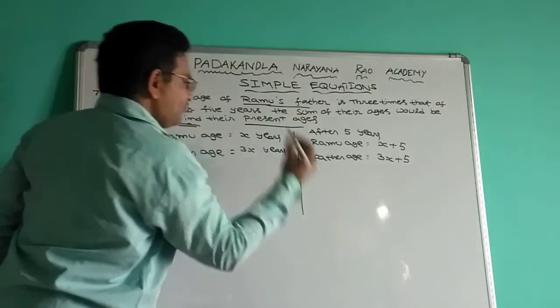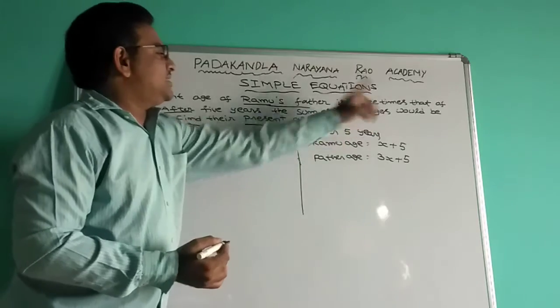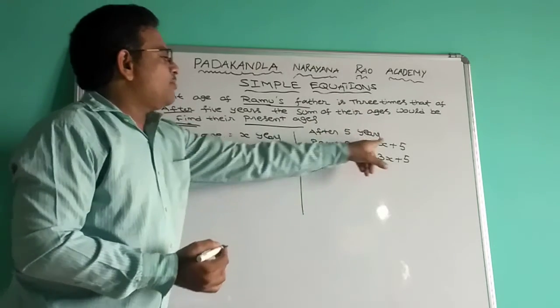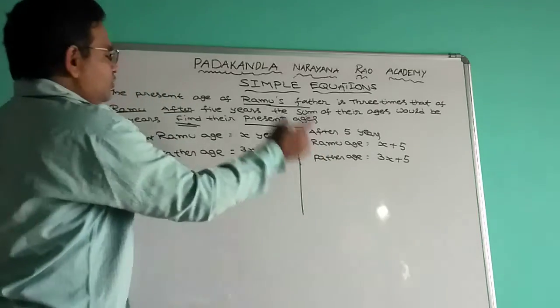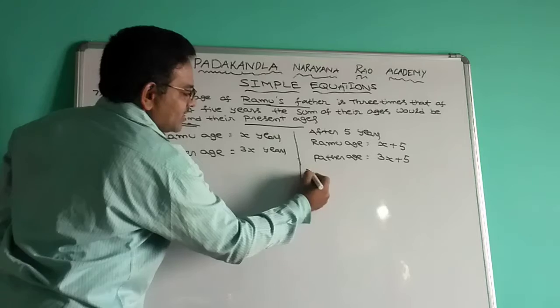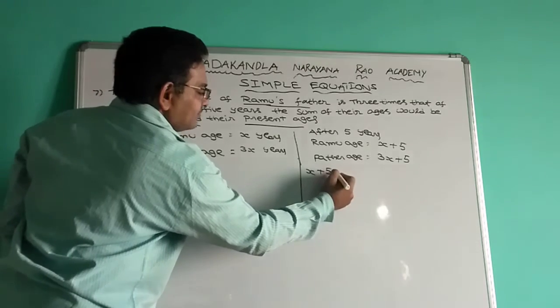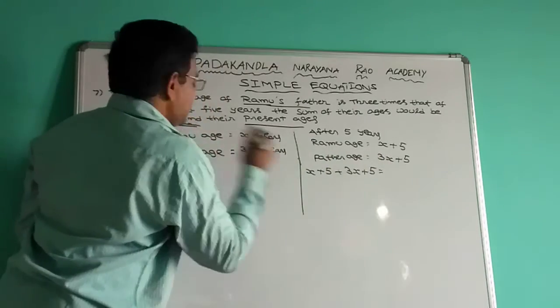Now after 5 years the sum of their ages. After 5 years Ramu's age is x plus 5, father's age 3x plus 5. Both together how many years? 70 years. How to write the equation? x plus 5 plus 3x plus 5 equals 70 years.